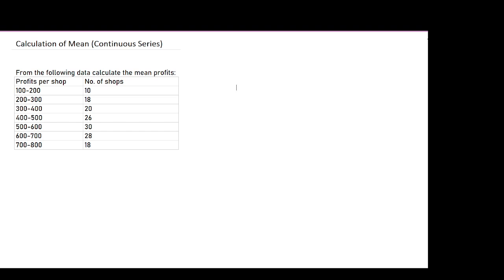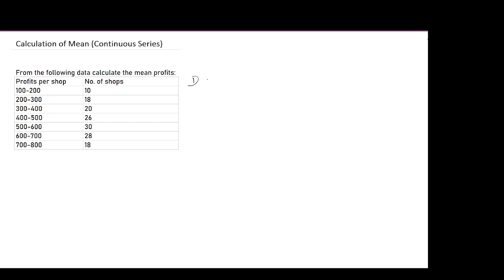Now let us take an example. From the following data, calculate the mean profits. So here profits per shop as well as number of shops are given. Profits per shop is given in terms of class interval 100 to 200. There are 10 shops which belong to the profit range from 100 to 200, and 18 shops belong to the profit range 200 to 300. 20 shops belong to the profit range 300 to 400, and so on. So this is the class interval and frequency type question, which is continuous series, that we are going to solve now.